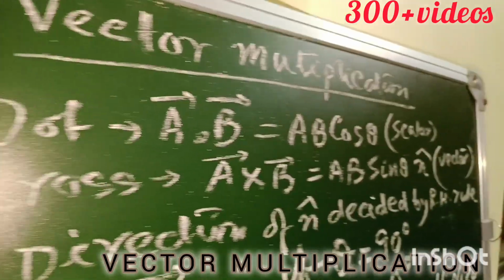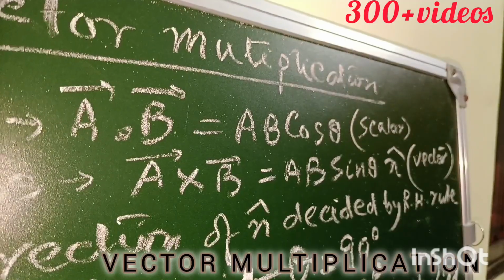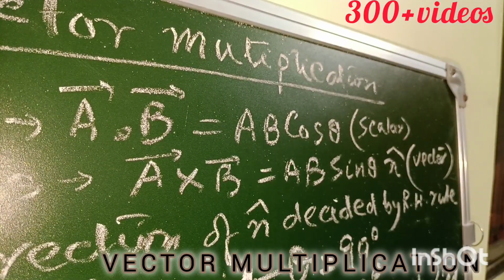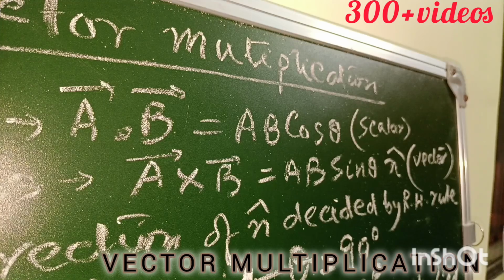If we make a dot product of A and B, A dot B becomes AB cos theta. Here A and B are the magnitudes of vector A and vector B, and theta is the angle between the two vectors. You see there is no direction here, so the result becomes a scalar quantity. So any dot product will give you a scalar quantity, and this dot product is also called a scalar product.